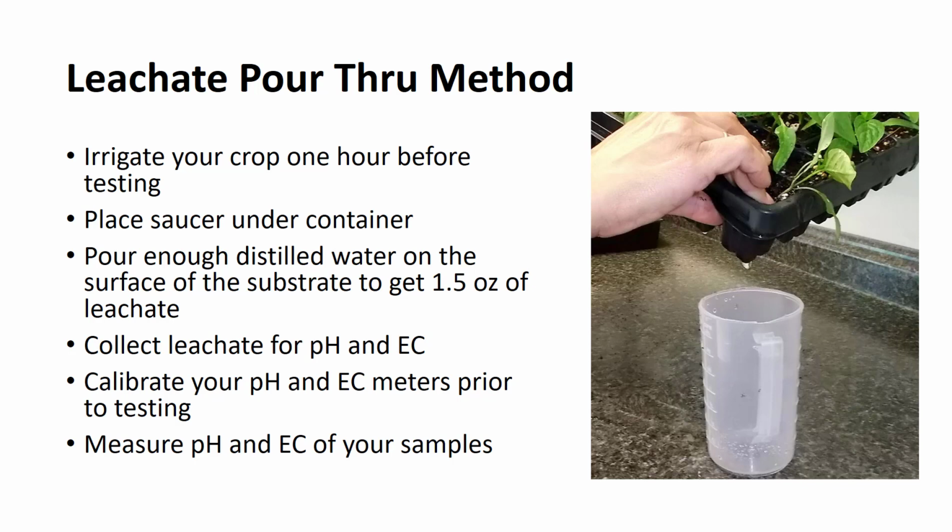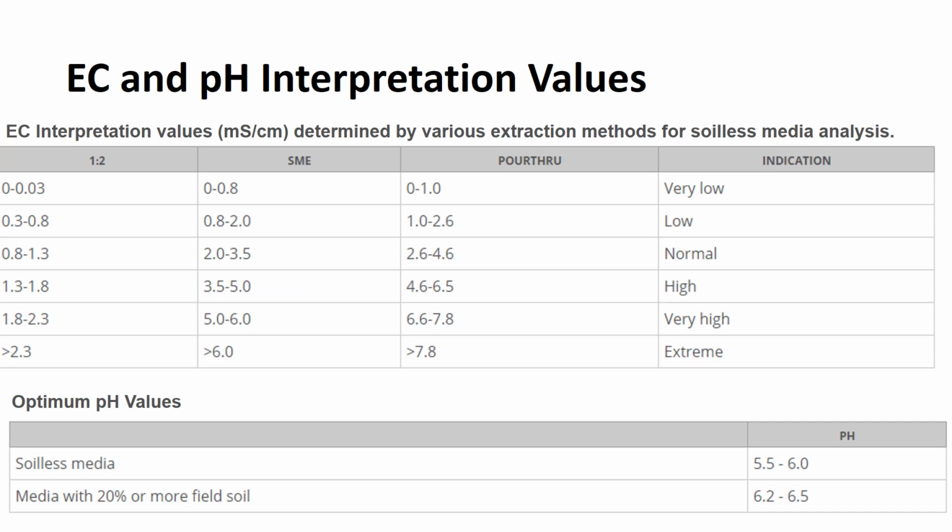place. The key components of the pour-through method are to irrigate your crop 1 hour before testing to make sure the substrate is saturated. Place the saucer under the container. Pour enough distilled water on the surface of the substrate to get 1.5 ounces of leachate. Collect the leachate for pH and EC. Calibrate your pH and EC meters prior to testing and measure the pH and EC of your samples. If used correctly, the 3 methods of soil testing outlined here give valuable and useful results for greenhouse crops.